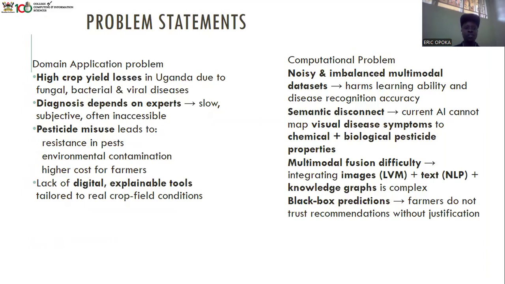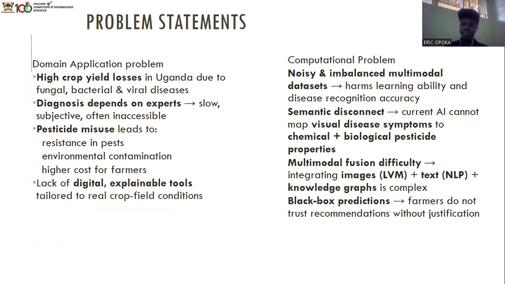We have the problem statements. Our problem statements here are four major ones. We have high crop yield losses. In this case, most farmers get high crop yield losses because they don't know the best pesticide to apply. Sometimes diseases come, but when it comes to diagnosis, it is so subjective to different people. You can call someone who says one thing, and someone else says something else.